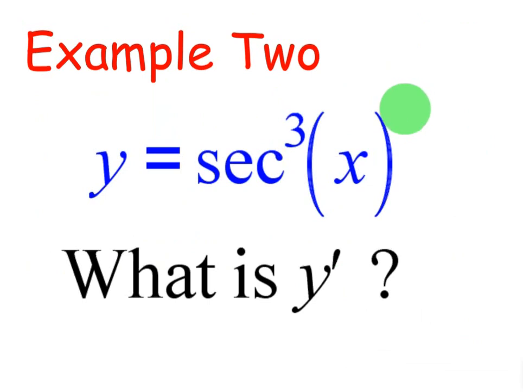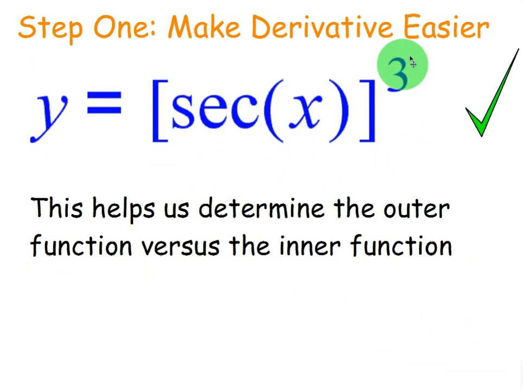The chain rule is all about working from the outside in, and you can rewrite it that way even though it's not standard. It helps when you're first taking the derivatives of trig functions. So put that exponent on the outside to make your life easier. This will help us determine the difference between the outside function and the inside function.